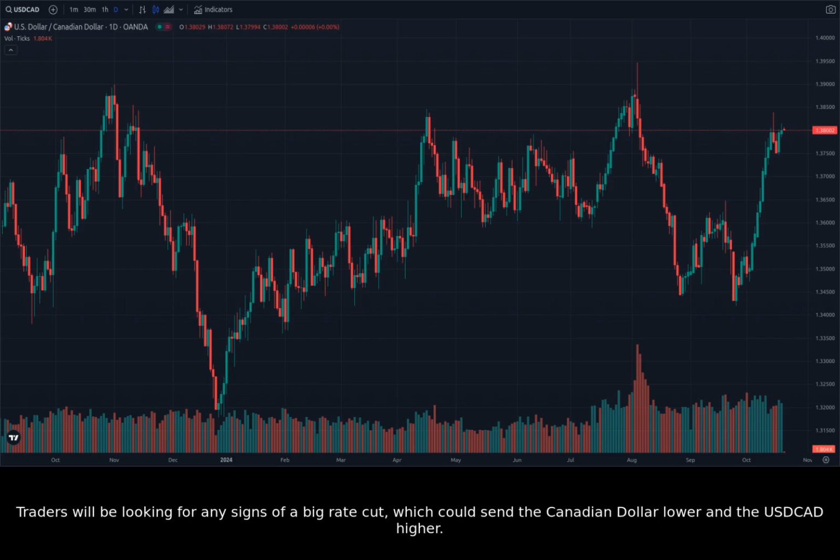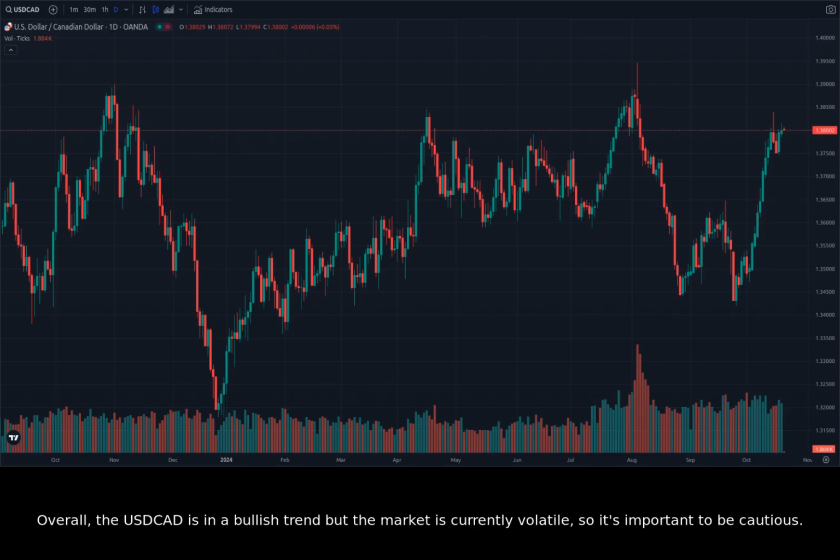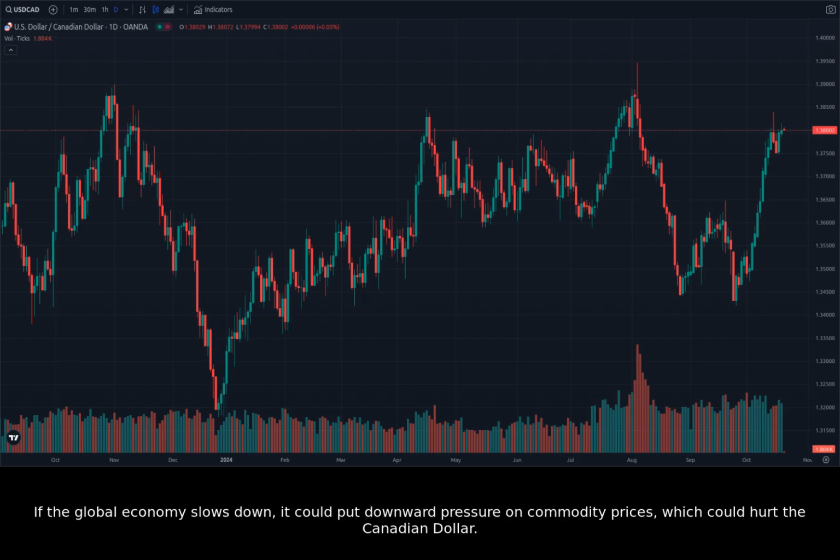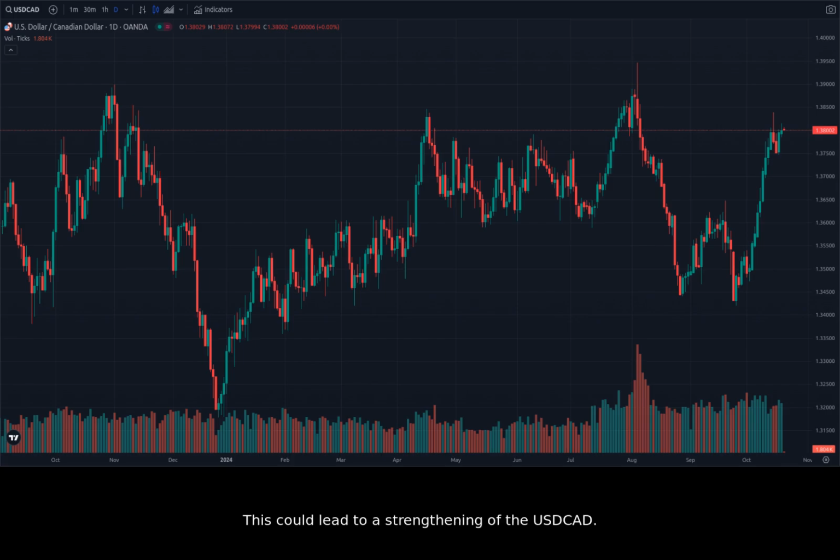Traders will be looking for any signs of a big rate cut, which could send the Canadian dollar lower and the USDCAD higher. Overall, the USDCAD is in a bullish trend, but the market is currently volatile, so it's important to be cautious. It's also important to consider the global economic outlook. If the global economy slows down, it could put downward pressure on commodity prices, which could hurt the Canadian dollar. This could lead to a strengthening of the USDCAD.